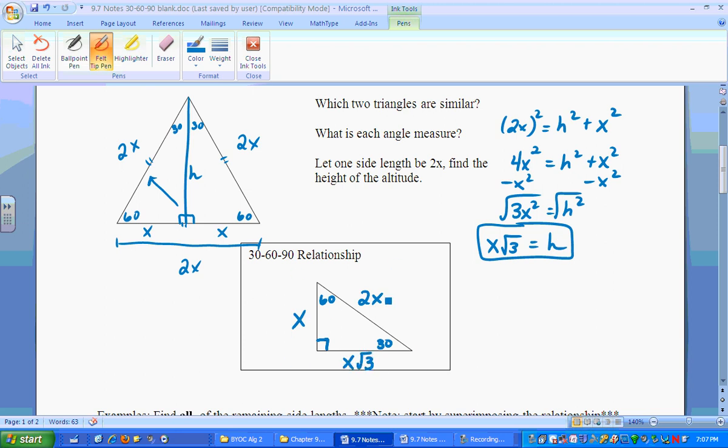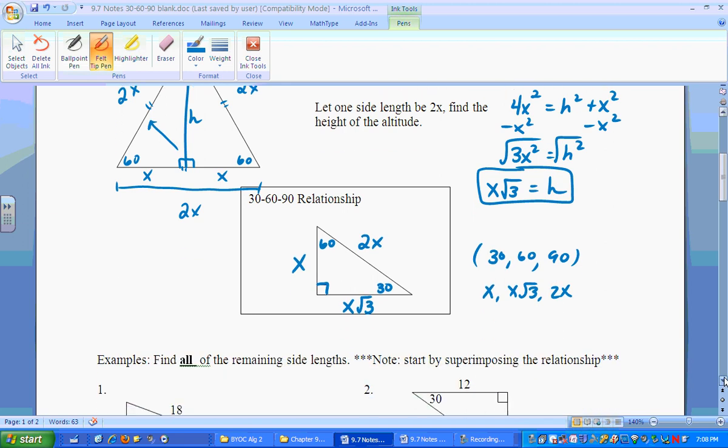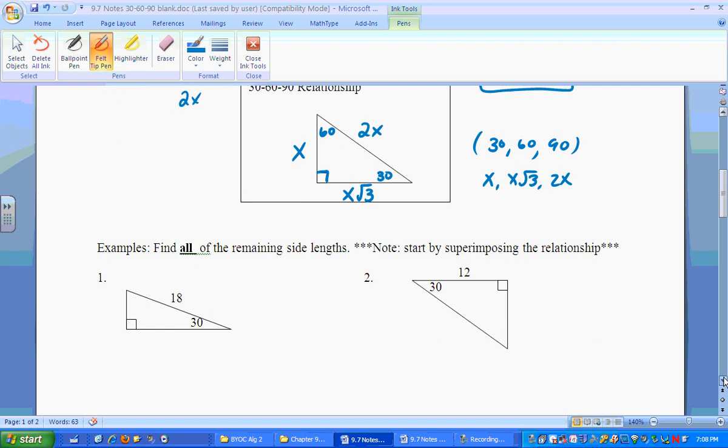This is what needs to be memorized. So you need to know that in a 30, 60, 90 triangle, the sides that match up are x, x root 3, and 2x. They gradually get bigger as you go. X is the smallest, x root 3 is a little bigger, 2x is even bigger than that. Hopefully that will make sense to you. So we're going to use that to superimpose over.